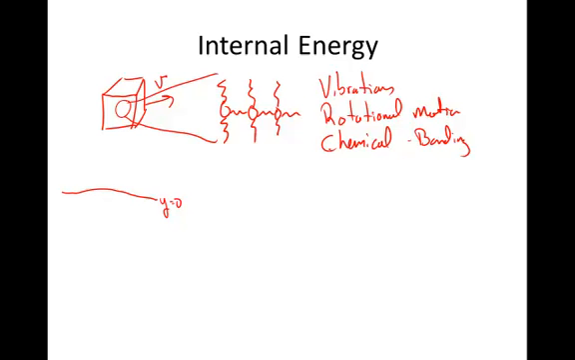Just to be clear, the external energy is basically the stuff that's happening on the macroscopic scale. It's the large scale stuff of the object itself, whereas the internal energy is what we would see if we could go ahead and zoom in on the object itself.